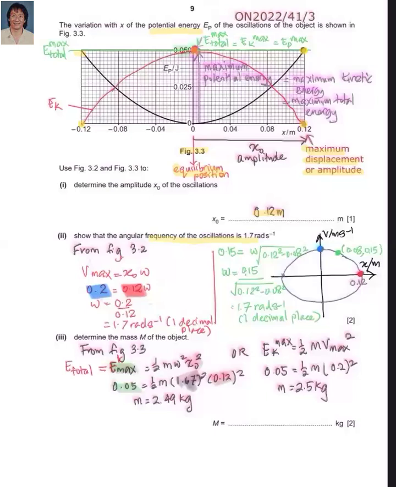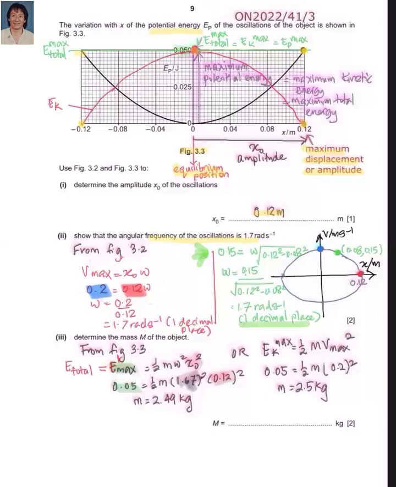Another way to do the question is to use the green point here. At the green point, the coordinates are 0.08 for displacement and 0.15 for velocity. So we use v equals omega times the square root of amplitude squared minus x squared. This will give you omega equals 0.15 divided by the square root of 0.12 squared minus 0.08 squared, which will give you 1.7 radian per second to 1 decimal place.